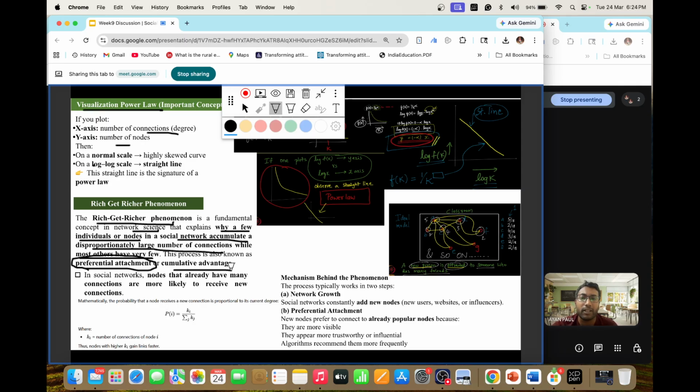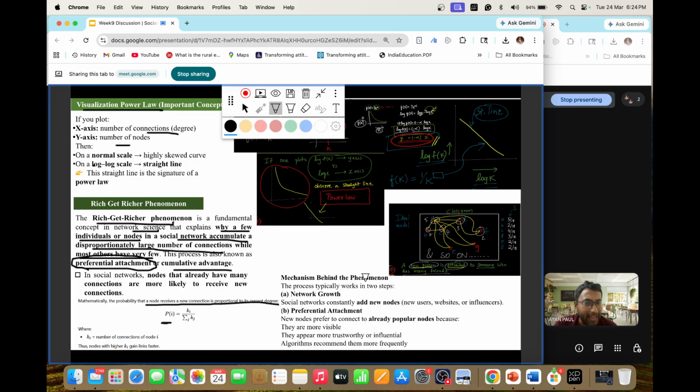Mathematically, the probability that a node receives a new connection is proportional to its current degree. So the probability of node i receiving a new connection is ki divided by sigma over j of kj. That means in the denominator the degrees of all the other nodes will come, and in the numerator the degree of its own node will come. Here ki is equal to the number of connections of node i, thus nodes with higher ki gain links faster.